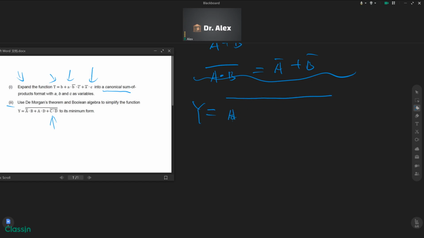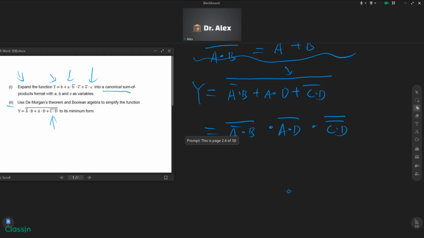Let's apply De Morgan's theorem to this expression, which is like this. Not (A and B or A, D) and like this. Under the not gate, we have three items, so we can make it like this. That's the first step. And then we make it quite clear, which is like this.